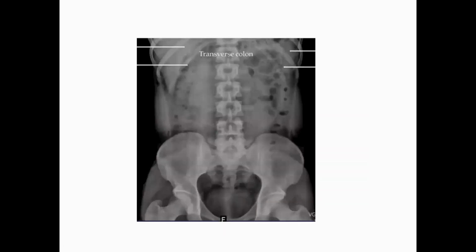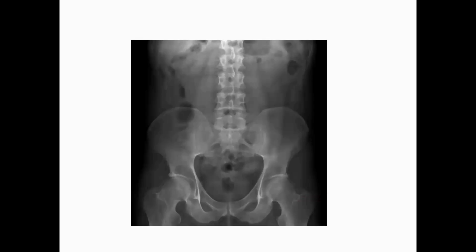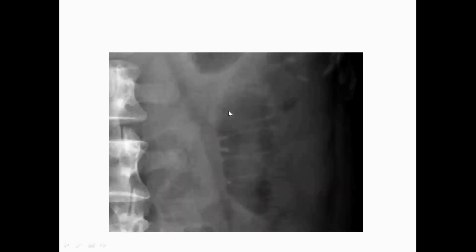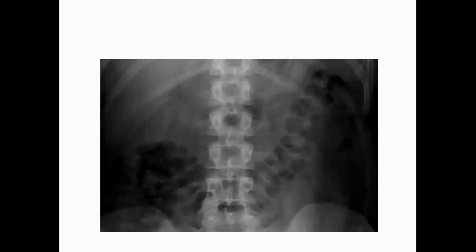This is another feature of the small bowel: there is very scanty gas in the small bowel. Because they're normal, it is very scanty. This is just a closer view.